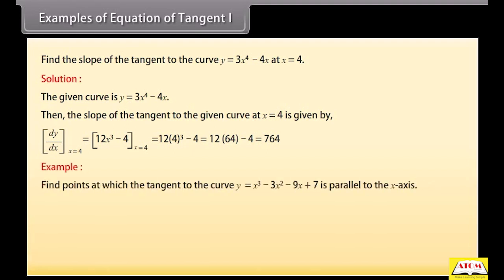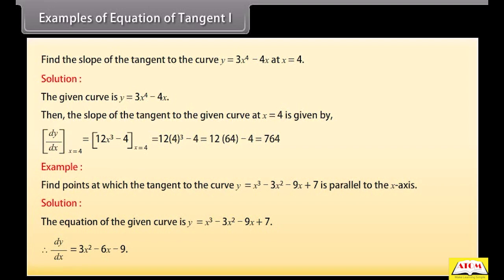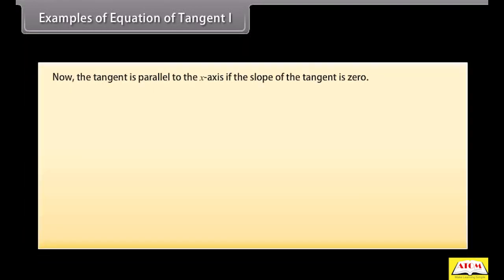Example. Find points at which the tangent to the curve y = x^3 minus 3x^2 minus 9x plus 7 is parallel to the x-axis. Solution. The equation of the given curve is y = x^3 minus 3x^2 minus 9x plus 7. Therefore, dy/dx = 3x^2 minus 6x minus 9. Now, the tangent is parallel to the x-axis if the slope of the tangent is 0.